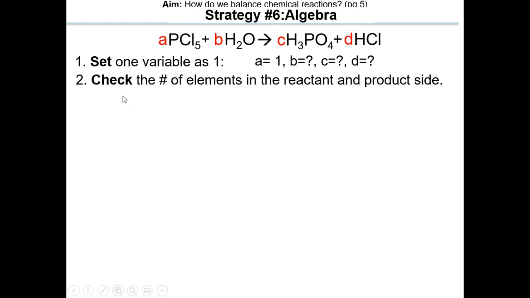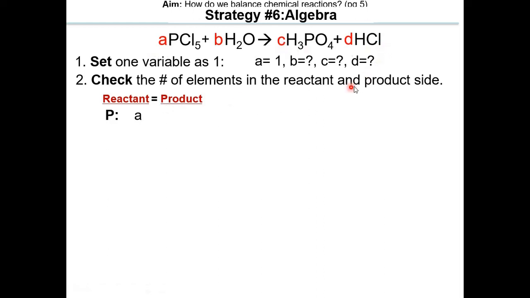The next step is to check the number of atoms of each element in the reactant and product side. So remember, A, B, C, and D stand for coefficients. We just don't know what they are yet. So for P, how many P's do we have on the reactant side? We have A times 1P. So we have A for the number of P's in the reactants.